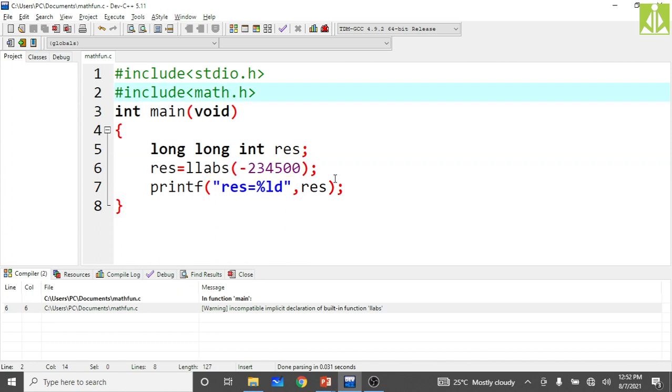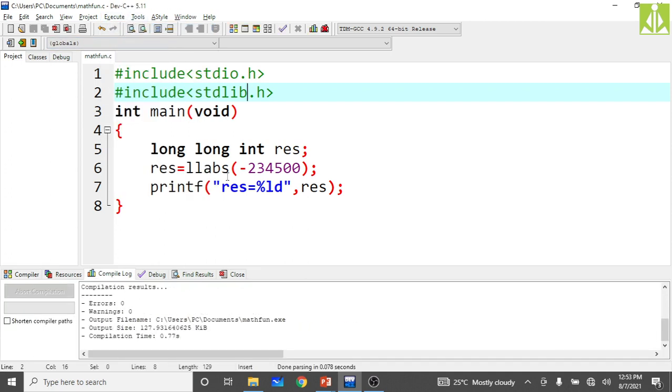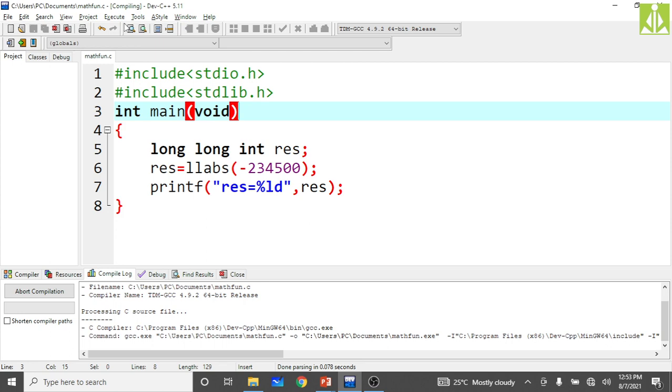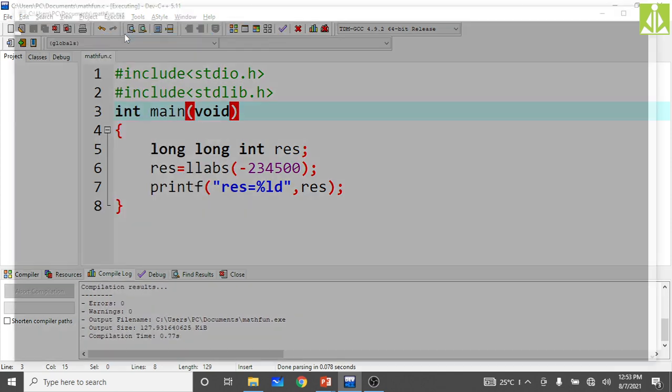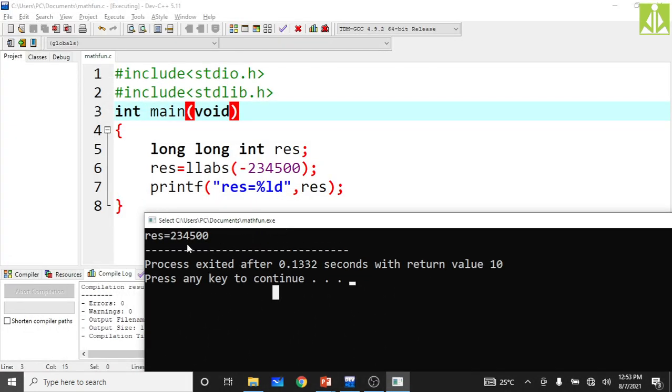Maybe it is not there in math.h, so I will put stdlib, standard library. We will check. Yes, it is there, because the absolute function is in math.h, but when it comes to long absolute, it is not there in math.h. It is there in stdlib.h. That's the reason we got the error, and I have corrected that by including the standard library. So now compile it, compilation successful, as you can see. Then run it and you will get that value 234,500 as a positive value.